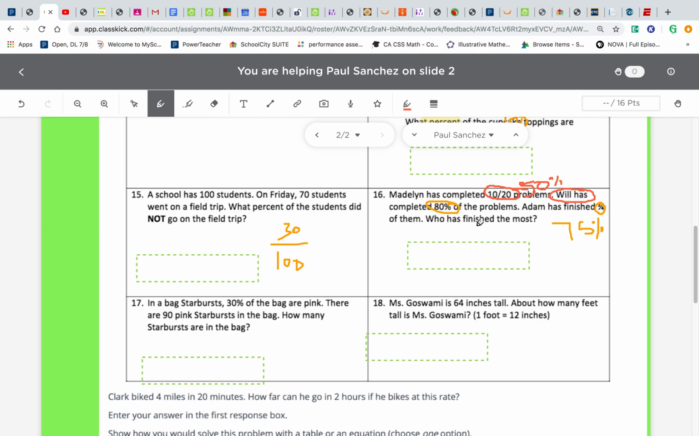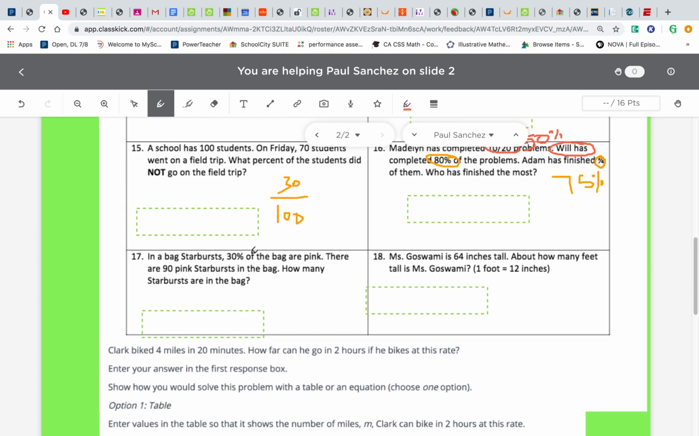I think maybe purple as well. Anyway, there's a bunch of different colors, and 30% of this bag are pink. There are 90 pink Starbursts in the bag. So how many Starbursts are in the bag? Okay, this again, they must mean how many total Starbursts, right? With all the colors all combined.